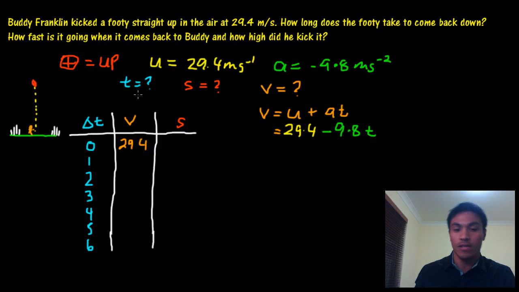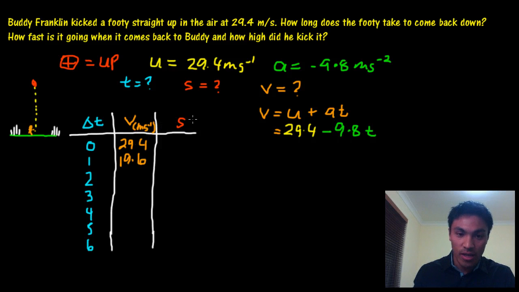Okay, that was easy. At time 1, this is going to be 29.4 take away 9.8 meters per second. So at time equals 1, the velocity of the ball is going to be 19.6 meters per second.